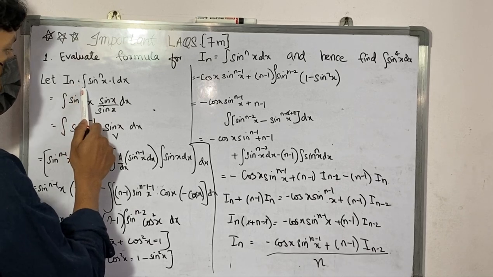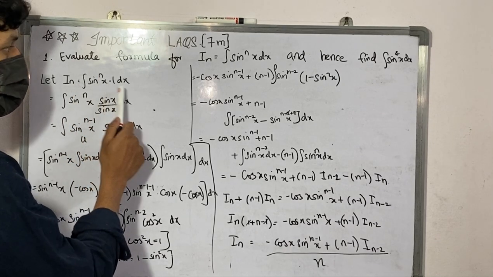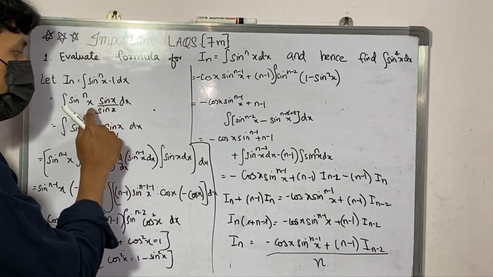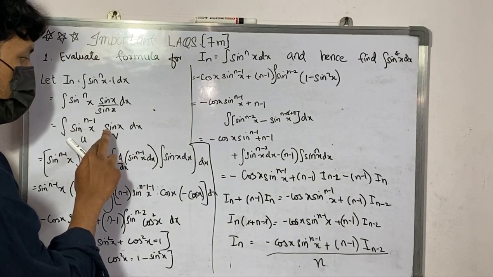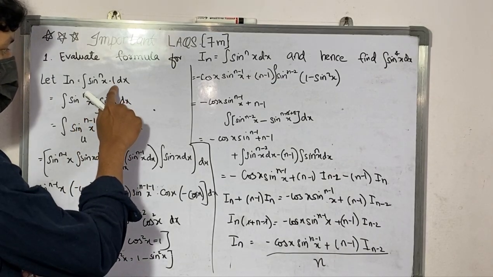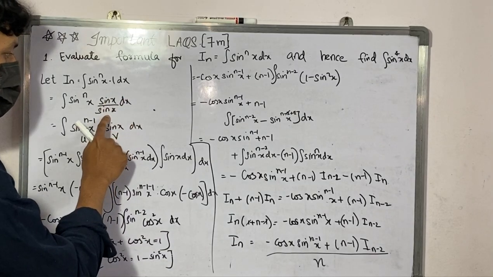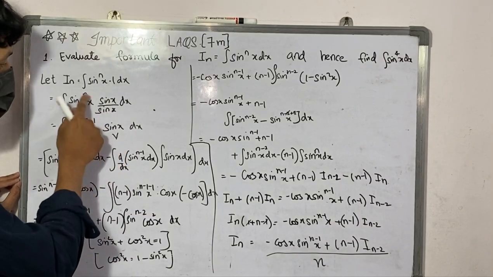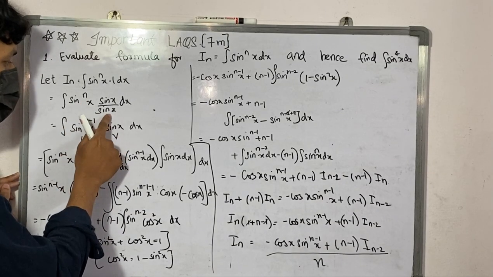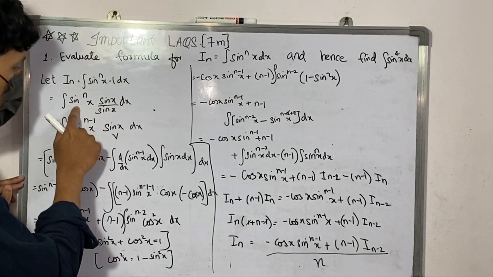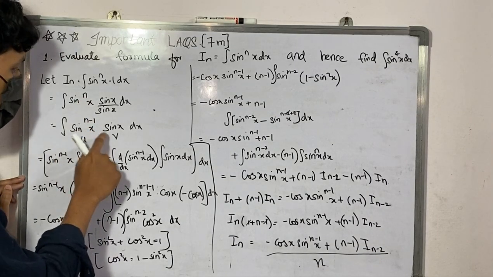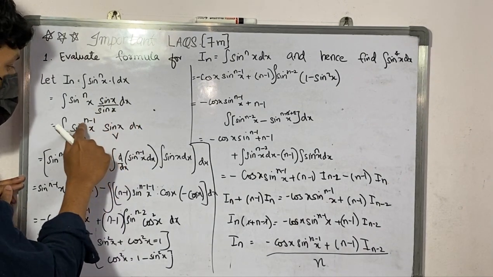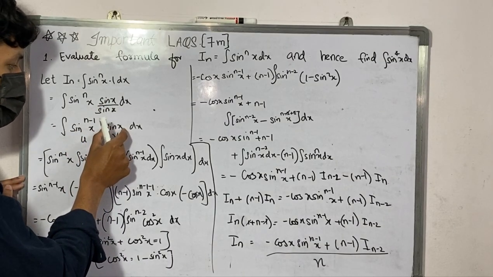Let In = ∫ sinⁿx · 1 dx. Why we need to write 1 dx is that we need to write sin x by sin x to solve it further. So we multiply with 1 and then we write sin by sin. After writing sin by sin, we take this sin multiplying with this sin and it becomes n minus 1, as sin to the power n minus 1, and this sin is as it is.